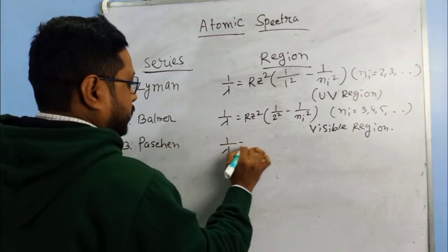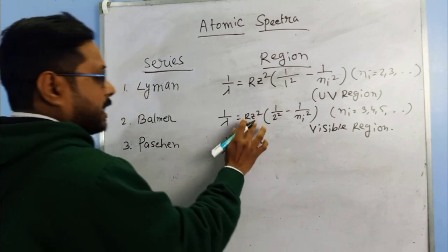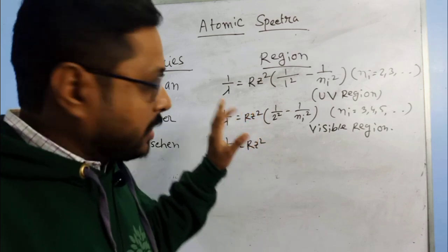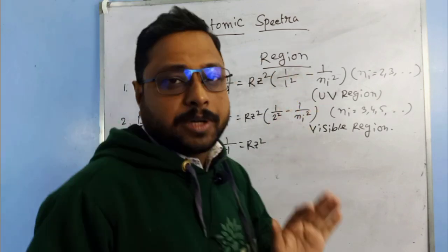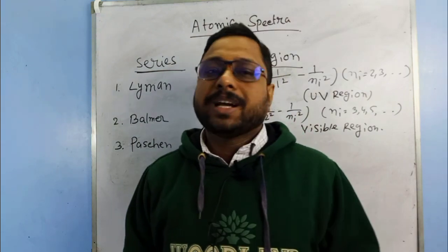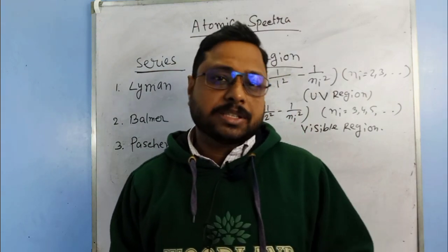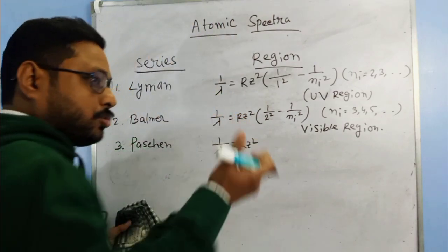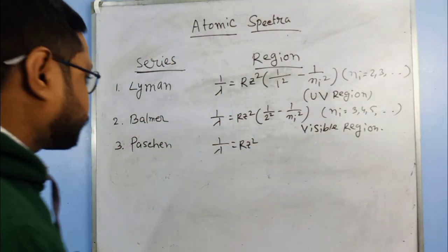1 by lambda equal to R Z square. Obviously for hydrogen atom, Z equal to 1. And this model is not only for hydrogen, but all atoms which are like hydrogen atom, that is doubly ionized helium ion or triply ionized lithium ion and so on. For helium ion, Z equal to 2, for lithium ion, Z equal to 3.